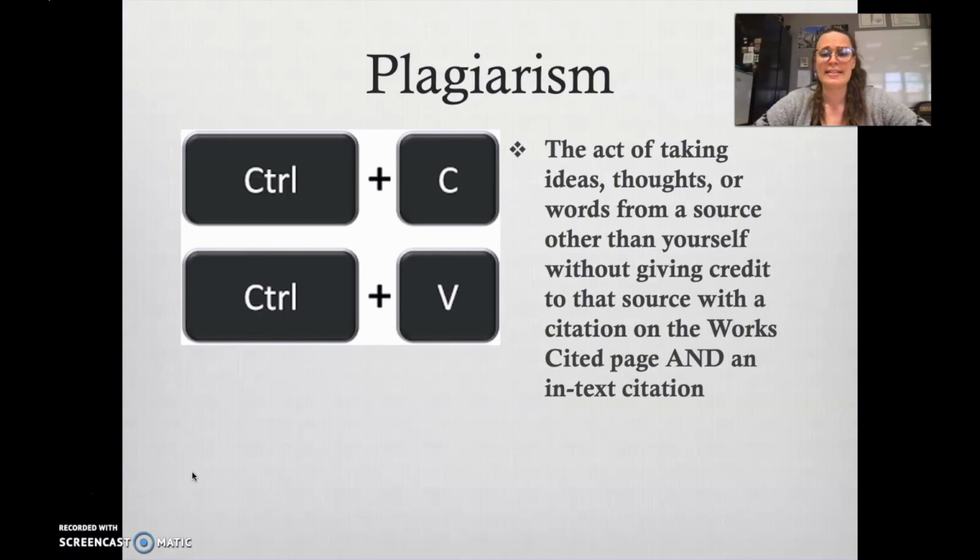Plagiarism is the act of taking ideas, thoughts, or words from a source other than yourself without giving credit to that source with a citation on the works cited page and an in-text citation. You need both, okay? And notice too, plagiarism is not just about copying something word for word or doing the copy-paste thing. Plagiarism is also taking the thoughts of someone else. Even if you put it in your own words, if you take someone else's thoughts and you don't give credit to that person, that's also plagiarism, okay? The best way to cover yourself is to include a citation and say, hey, look, I didn't get this from my own brain. This is from somebody else.